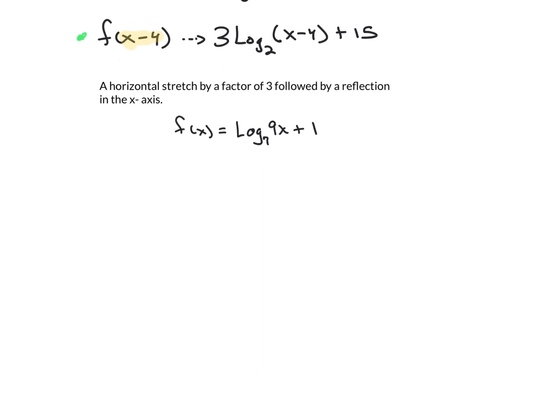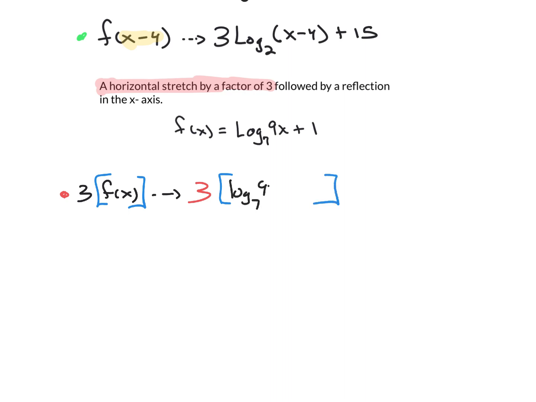A horizontal stretch by a factor of 3 means we're doing 3 times the entire function. So 3 is being multiplied by the entire function. So it's 3 times the entire function. So that's log base 7 of 9x plus 1. So once again, only the 9x is actually inside the log. The plus 1 is outside, so we need to multiply 3 to what's outside the log.